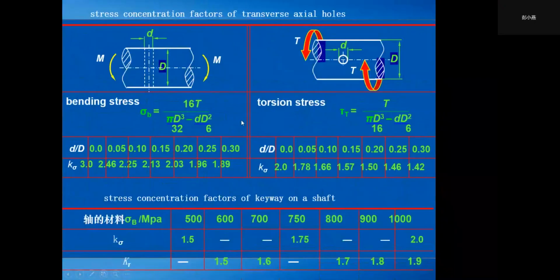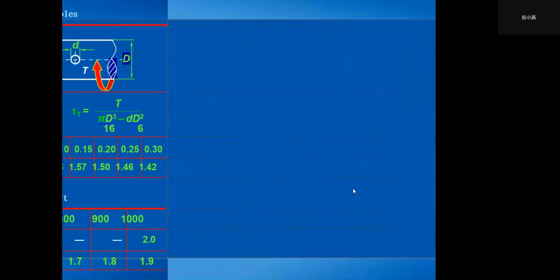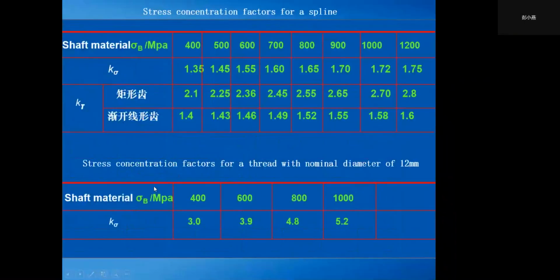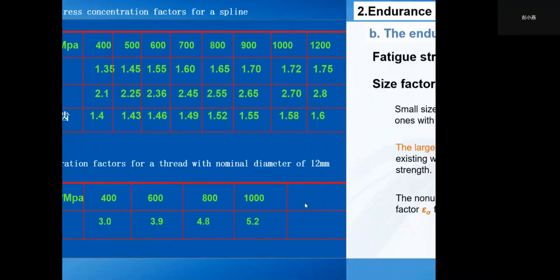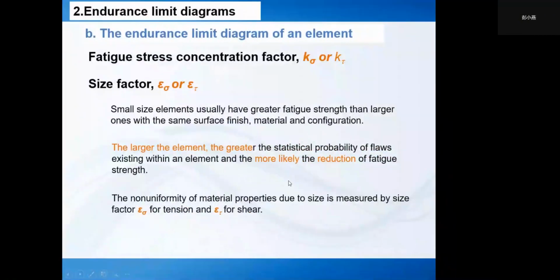Okay. And this is the stress concentration factors of Kv on a shaft. Okay, and this is the stress concentration factors for a thread. Okay, and the second factor is the size factor, epsilon sigma or epsilon tau.